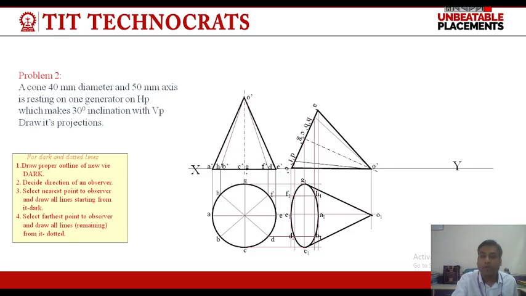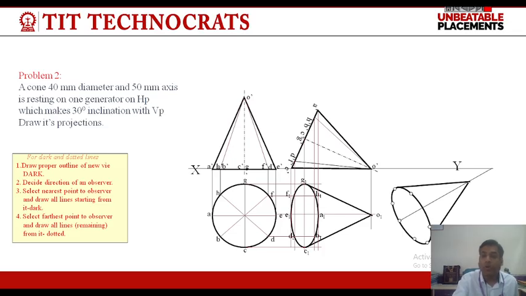So in step 5, we will copy step 4, that is the top view of a cone in step 4, at a given condition, that is inclined at 30 degree to the VP. By keeping the apex point towards XY line, we have copied figure 4 in step 5.